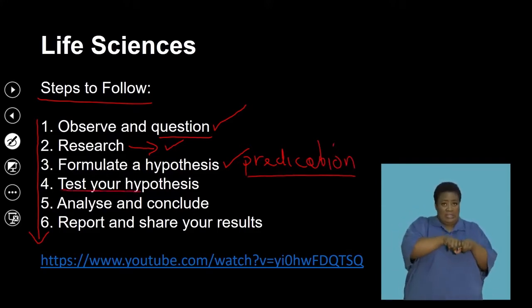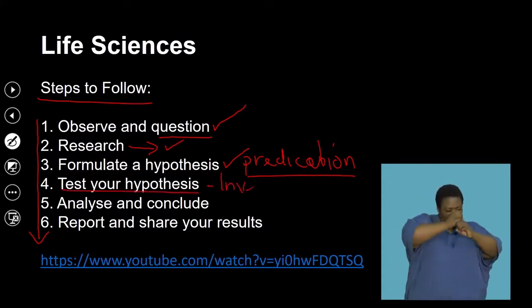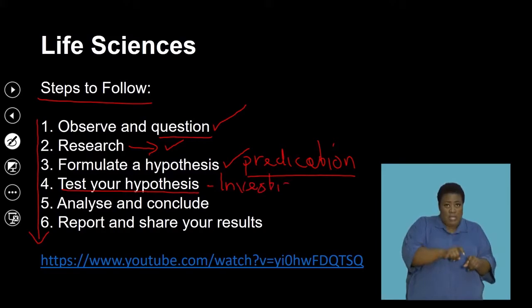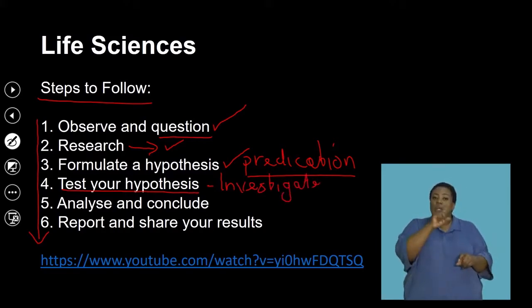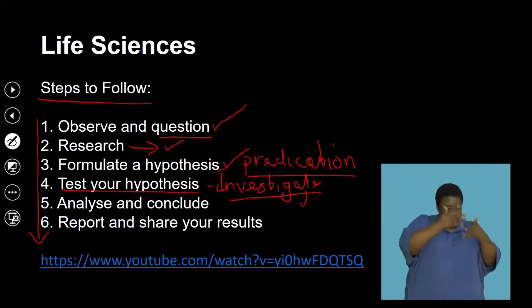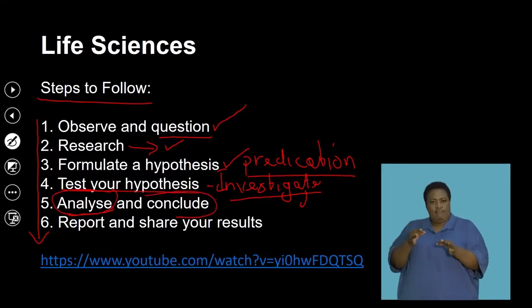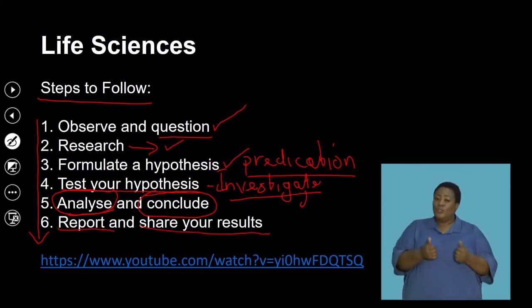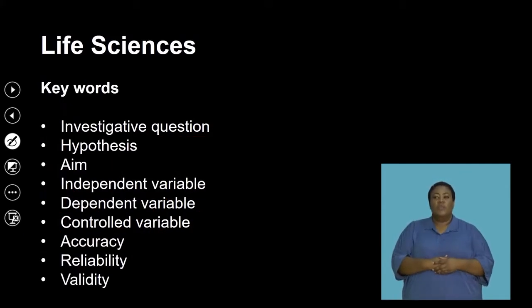We will test the hypothesis, and that's by conducting an investigation. So as I said, you would have to have an experiment set up, so we investigate, and that's through scientific experiments. And once those investigations are carried out, they give us results, and those results should be analyzed and conclusions drawn. As I said, it's important for us to be able to report on these and share your results. Cool. So, what are the key words in this section?